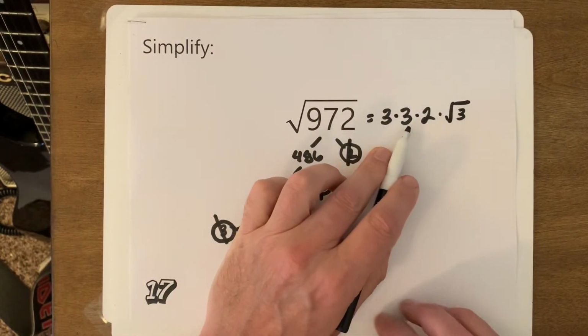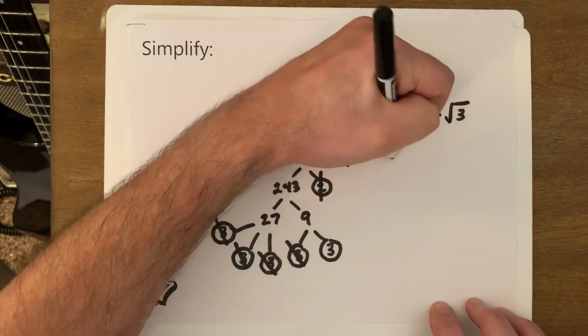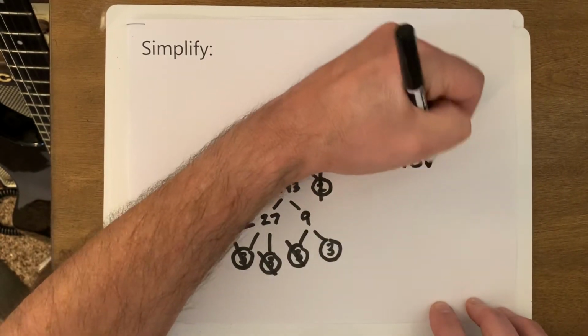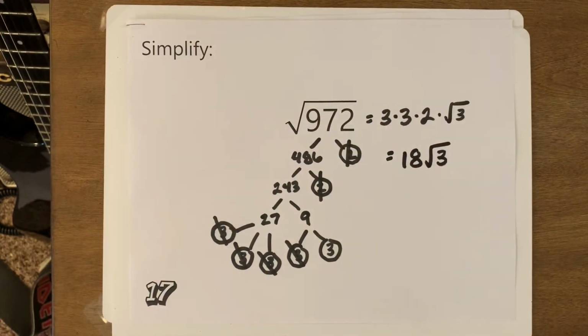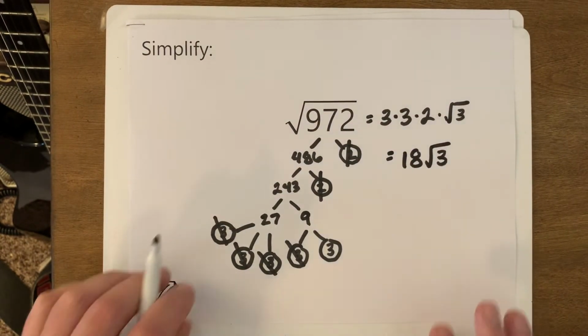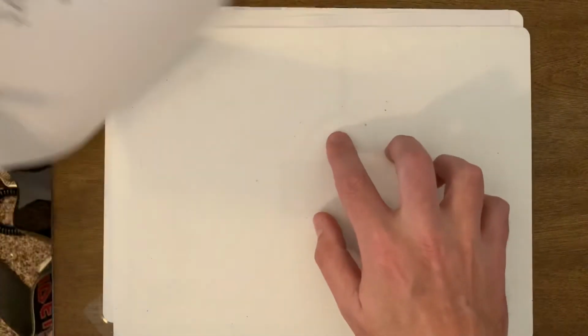3 times 3 is 9, times 2 is 18. So we have 18 root 3. Should do it for that one. That wasn't too bad, even though the numbers are getting kind of big.